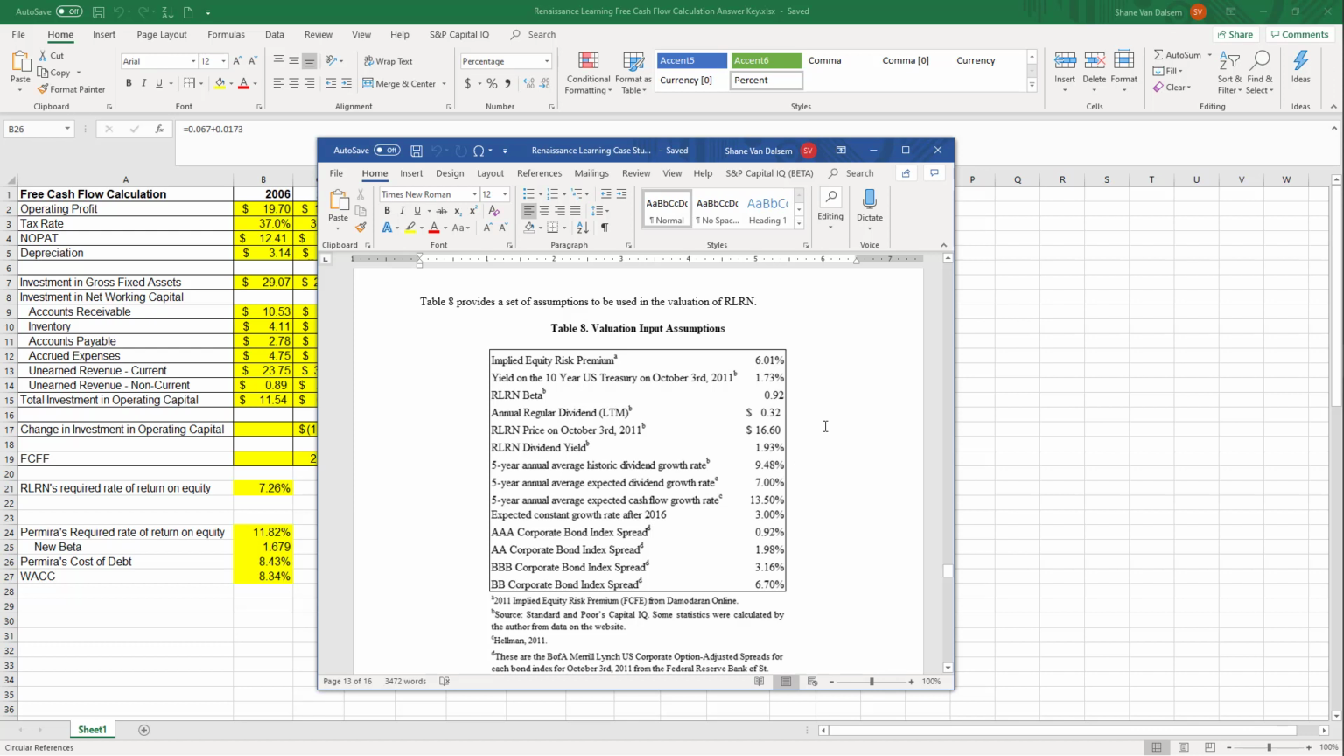It's considered to be risk-free because U.S. Treasuries are considered to be free of default risk and free of liquidity risk. And we're actually going to come back to that idea of liquidity risk when we go over some major points from the case. I'll bring that idea up again and explain it in a little more detail. And then to get the required rate of return on Permira's debt, we're going to use the BB Corporate Bond Index spread of 6.7%. So to get that 8.43%, we added the 1.73% to the 6.7%.